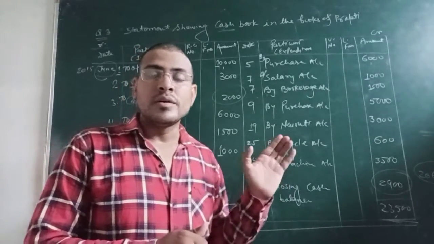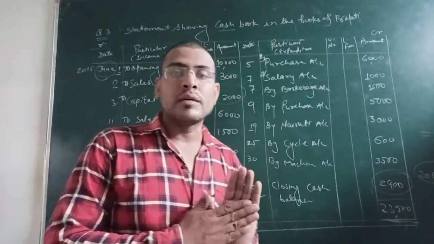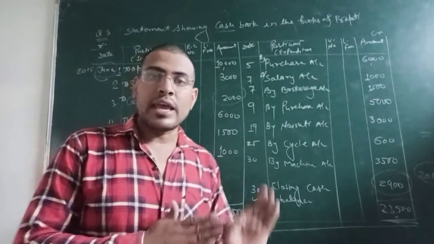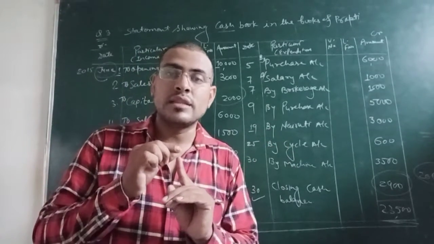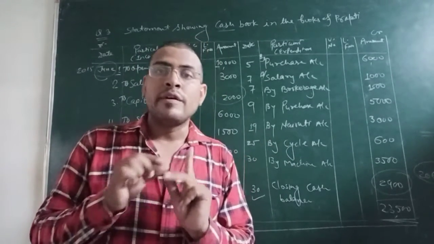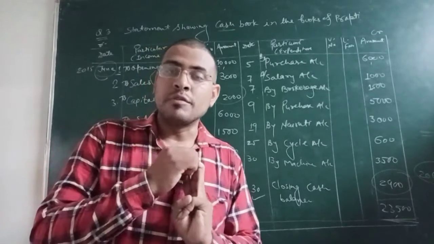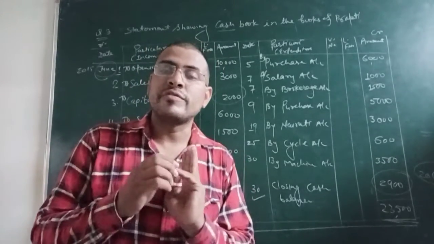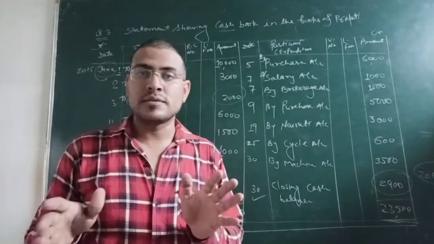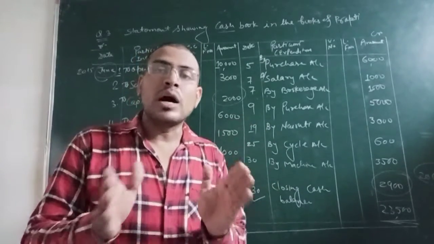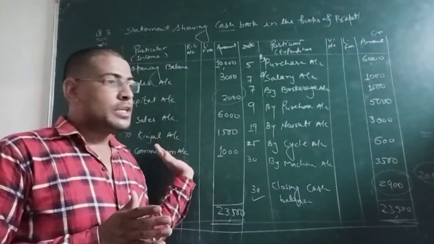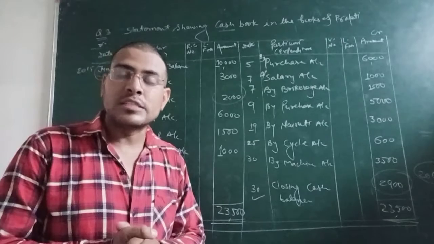Here you have to learn only one thing, that every cash transaction, whether they are related with goods, whether they are nominal transactions, whether they are related with machinery or fixed assets, furniture or anything else, they all are to be recorded in these income and expenditure columns.